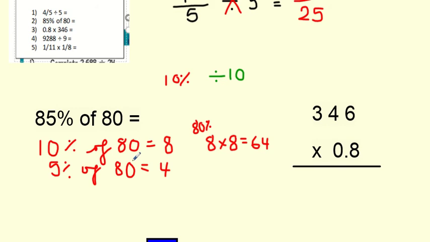What do I need to do with the 5% that I worked out earlier? Well, of course, I've got to add it on so that I am totaling 85%. So I've done a little jotting here. You'll probably be able to do this mentally. 64 and 4 is 68. So 85% of 80 is 68.